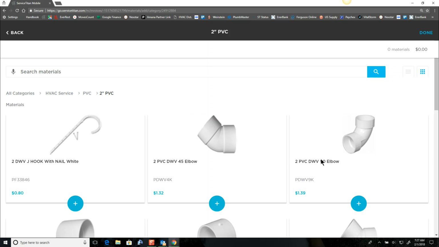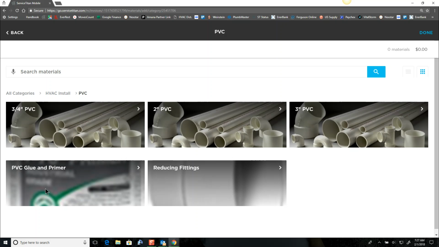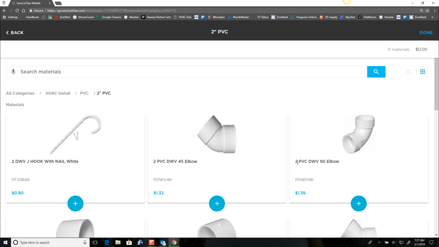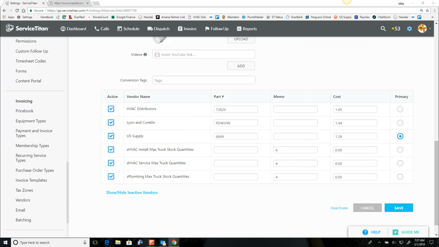PDWV9K is also here because my HVAC service and my plumbing business units or departments use that same exact fitting. And if I look in the HVAC install section, I can navigate through it and find that 2-inch PVC elbow, that PDWV9K, is also used in my HVAC install department. So all 3 of my departments and business units use the same fitting.